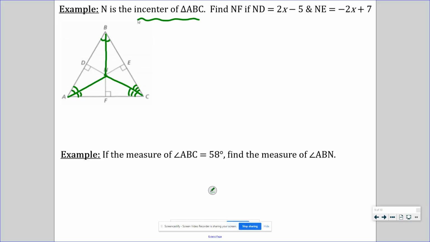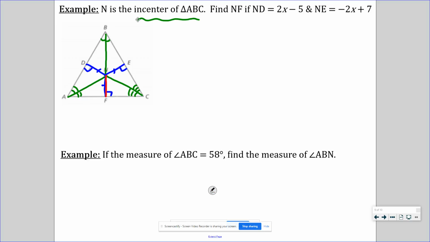All right. Now, the theorem we talked about is that the in-center is equidistant from each side of the triangle, as long as we talk about the shortest distance, aka the distance perpendicular to each side. It's not a perpendicular bisector, but it's the distance from the in-center to each side, and they're all equidistant. Okay, that's the characteristic of an in-center. Here it says we want to find NF. We want to find this distance.